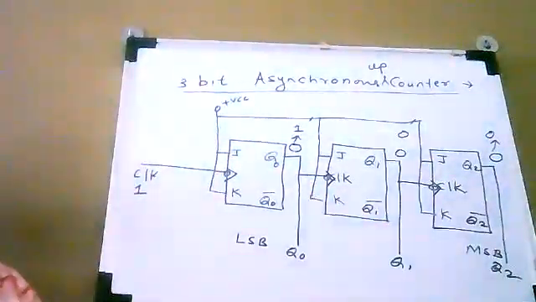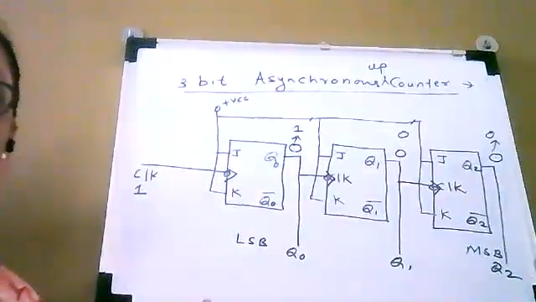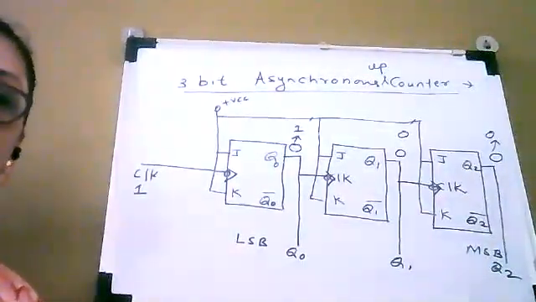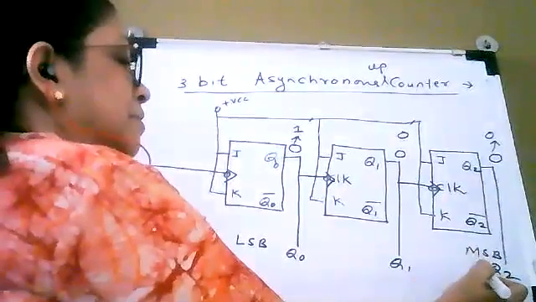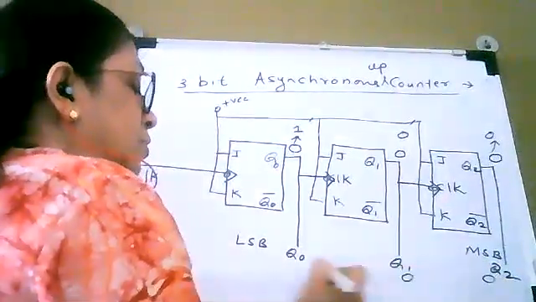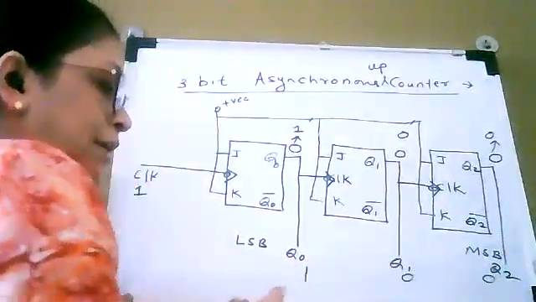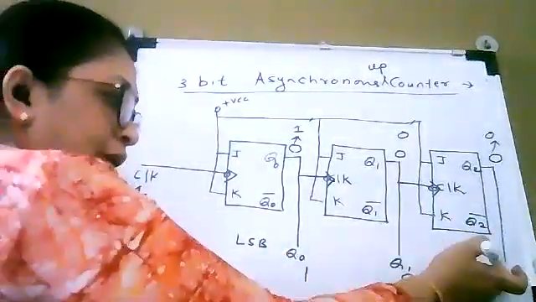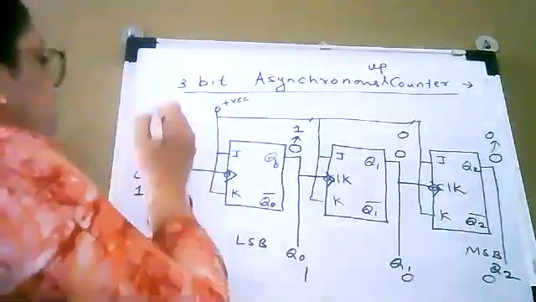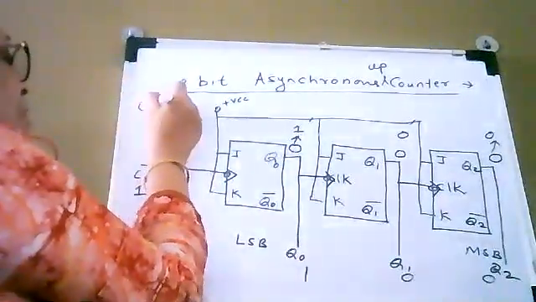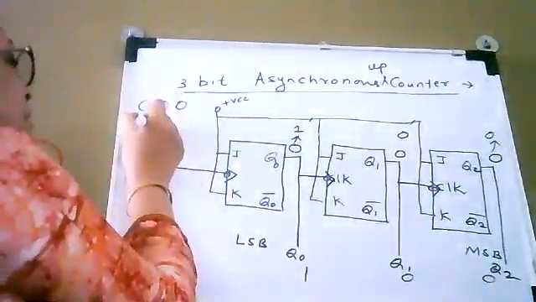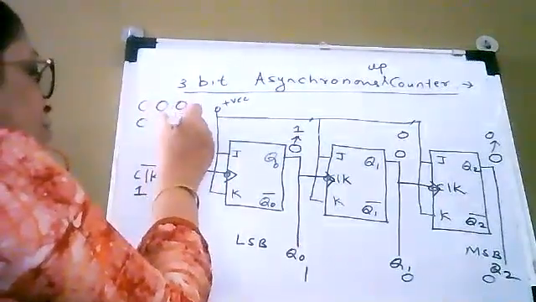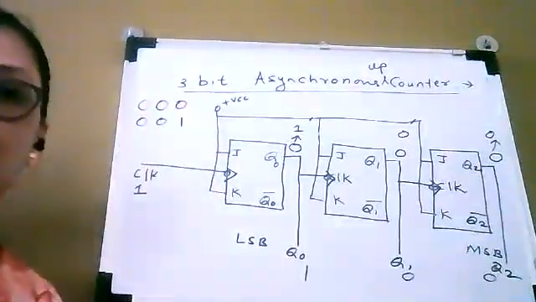So now, after application of the first clock pulse, you are getting the next state, and this next state is 0, 0, 1. You have to count in this order, starting from MSB to LSB. So it will be 0, 0, 1. So initially the counter has counted 0, 0, 0. Then it has counted 0, 0, 1.